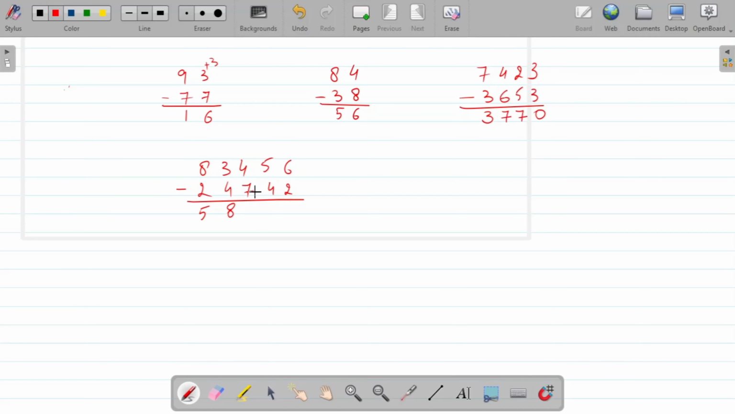Complement of 7 is 3. 3 plus 4 is 7. Next is possible, so this will remain 7. 5 minus 4 is 1. Next is possible, that's why. And 4 minus 2 will be 4.